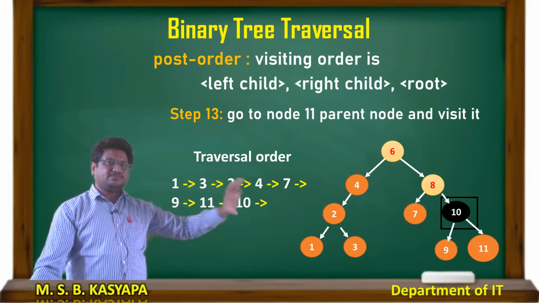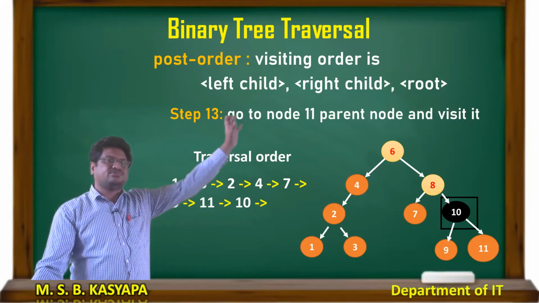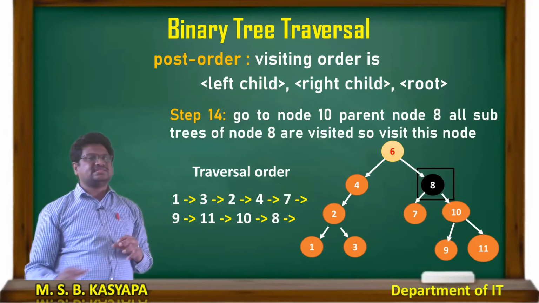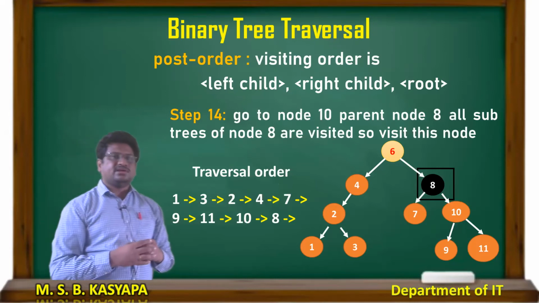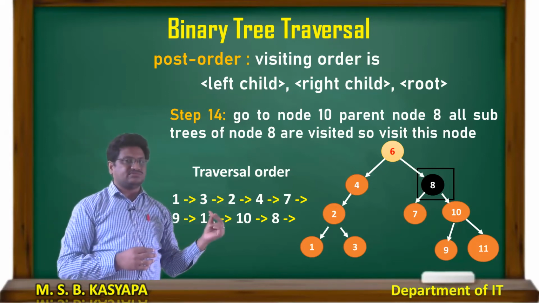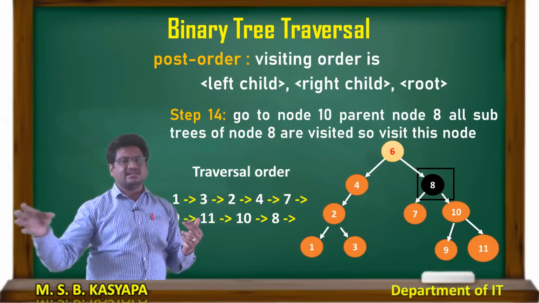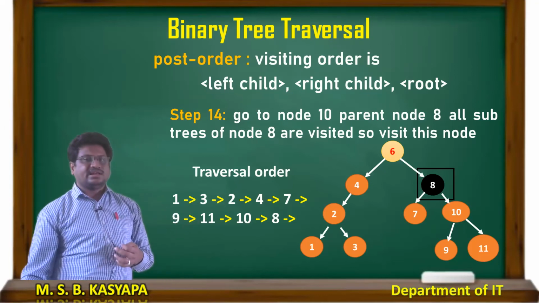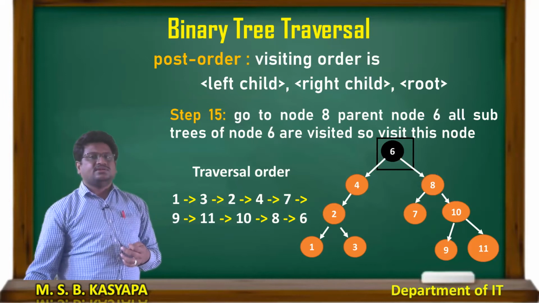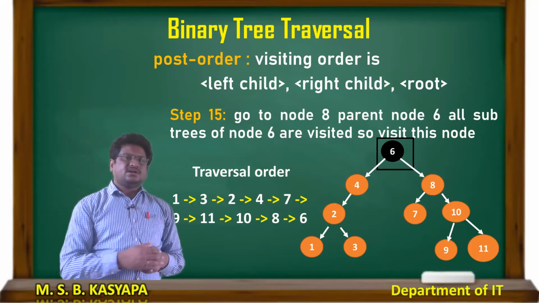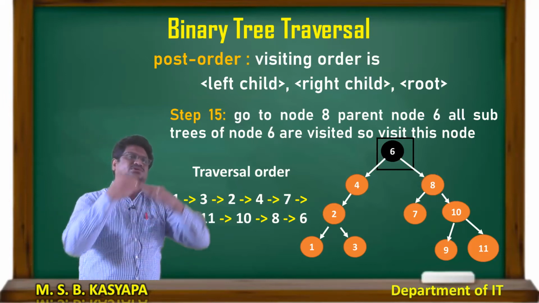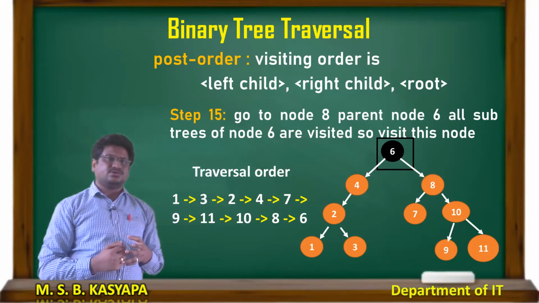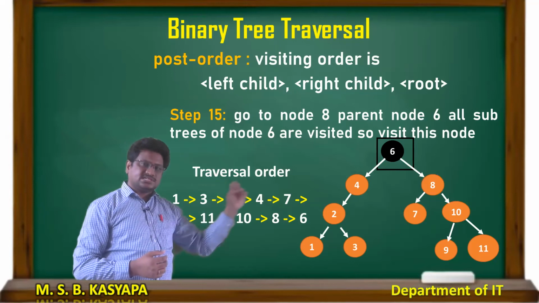After completion of this subtree, I move to the previous one. In the previous one, 8 is the main node. If I check here, 7 is visited and the right child 10, 9, 11 is also visited. So I can directly visit 8. And next, after completion of this, it goes to the upper level. That upper level is 6. 6 is the root node.